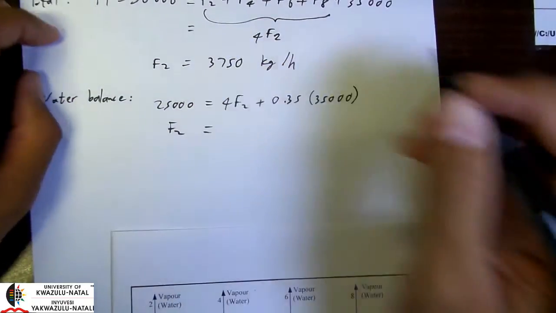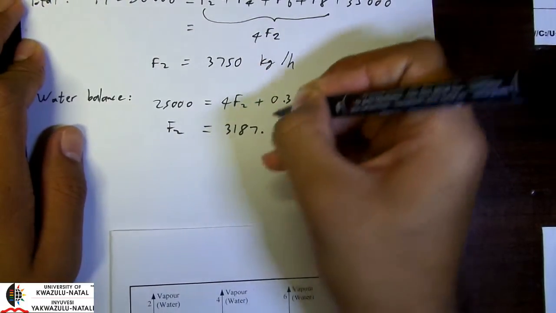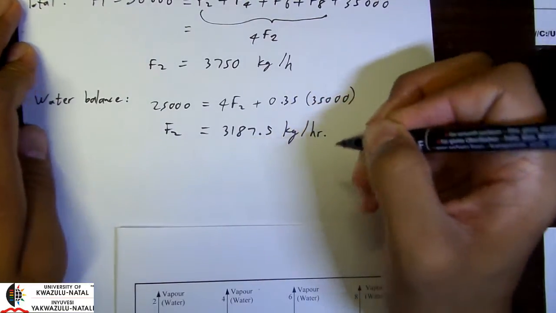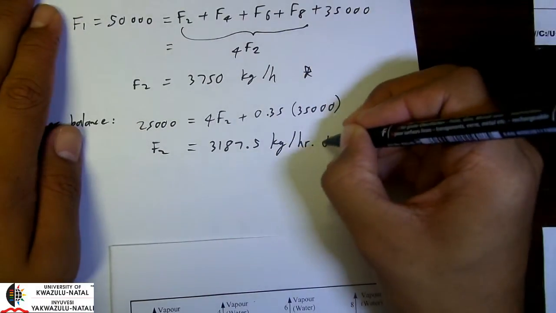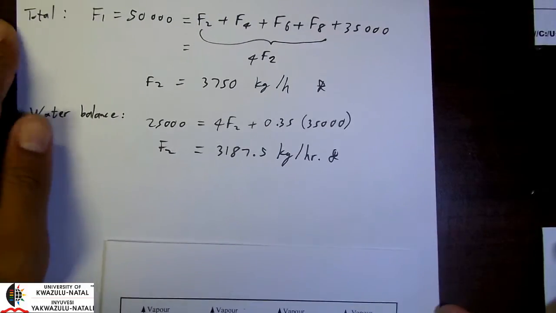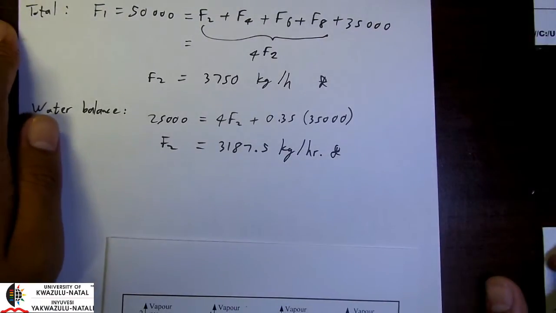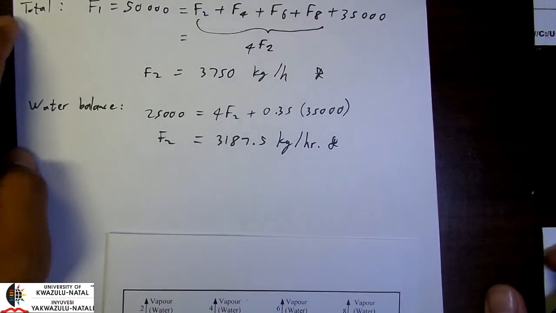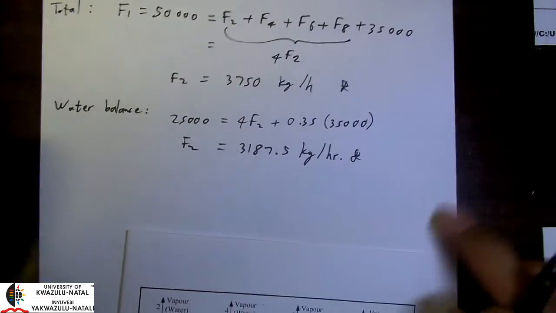However, from this balance we obtain an F2 of 3187.5 kgs per hour. Ideally, or not ideally, in reality, our F2 should be the same, it should be equal. So we seem to be getting an inconsistent result here. And this is the consequence of having an over-specified overall balance.